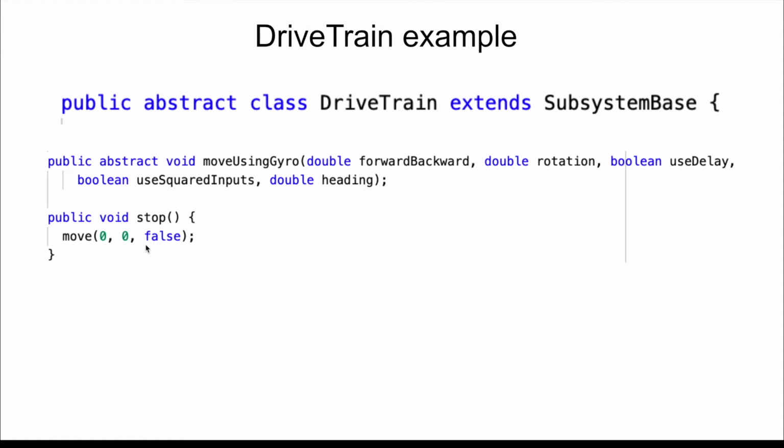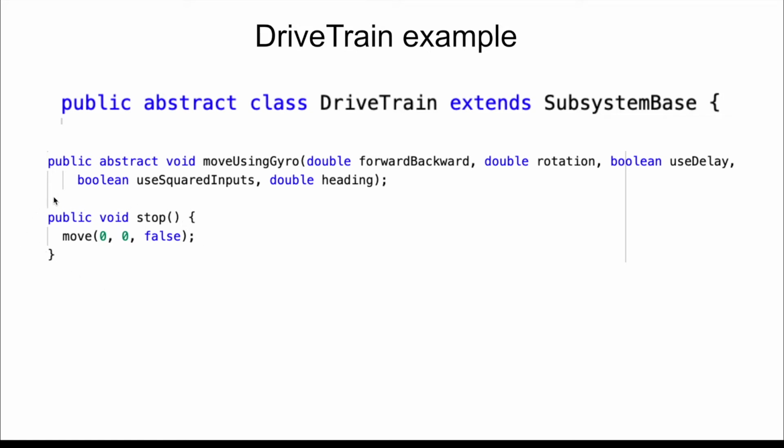I have another example of a method down here, public void stop. This is very simple. It's just a method within Drivetrain to stop the drivetrain. And once again, it's clearly named. It's providing a useful function for all the actuators on the drivetrain working together, which is why it's part of the drivetrain subsystem.